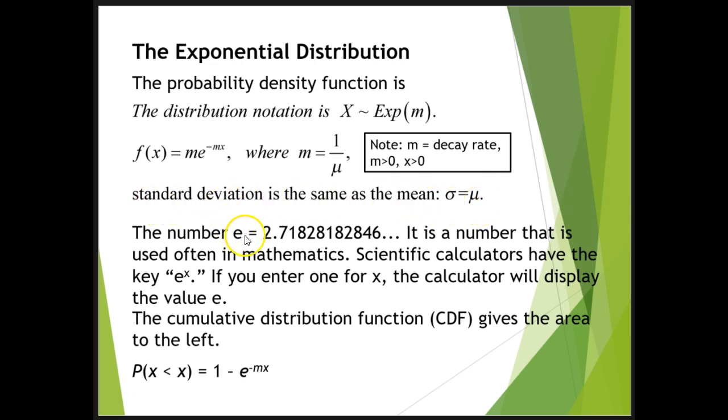So the number e is actually in our calculators, and I will show you where it is in a little bit, but e to the x is what we will use to do our calculations. And it's this long number here. You don't have to have it memorized because our calculators already have it programmed in. The cumulative distribution function, down here, gives us the area to the left, so to the left of some value. And when we look at an example, this will make more sense.